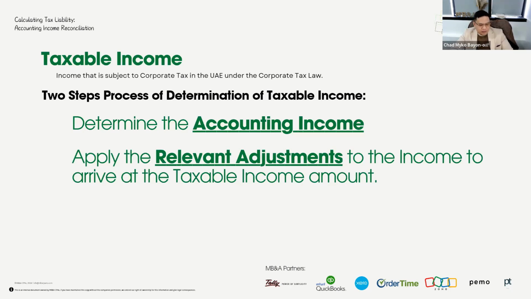So most of this other comprehensive income are actually reflected on the IFRS standards of what should be reflected as part of the OCI. Okay. So the correct answer is that would be accounting income including the other comprehensive income. So that's the starting point of determination of taxable income for UAE corporate tax.